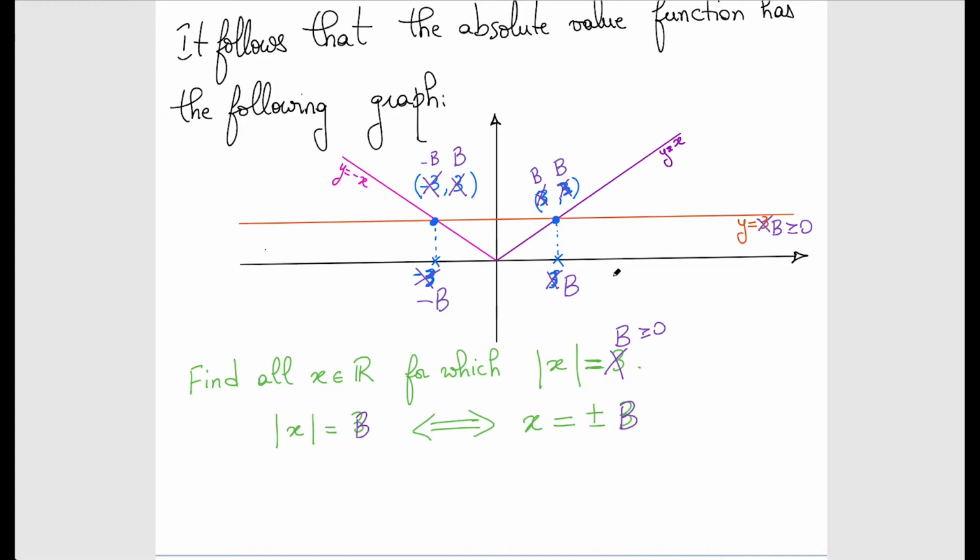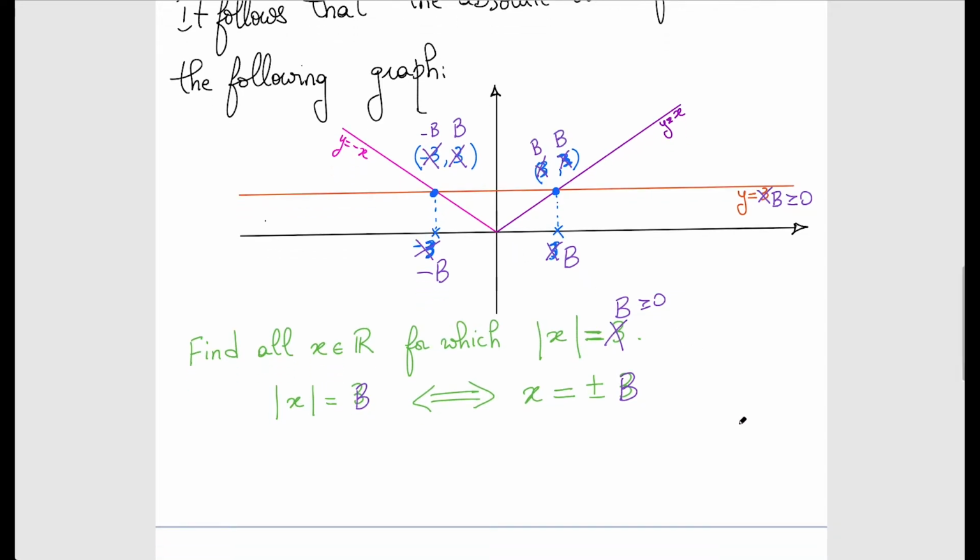So there are 2 points that are solutions technically to this equation. The absolute value of x equals b happens precisely when x is plus or minus b. And this is something that you've seen before, but I'm trying to explain it to you via the knowledge we now have from this section.